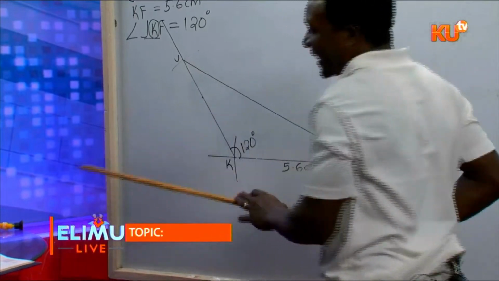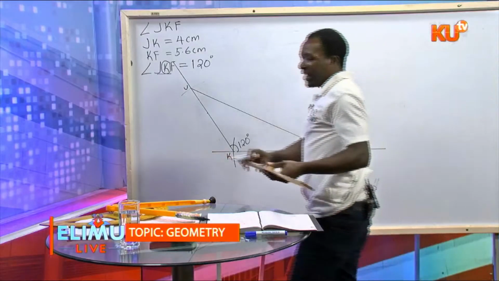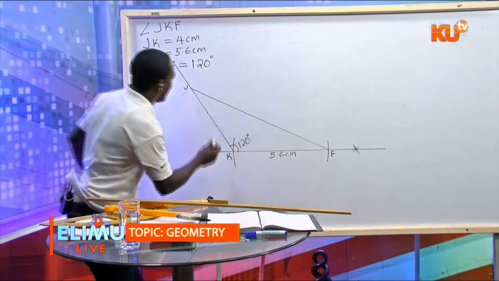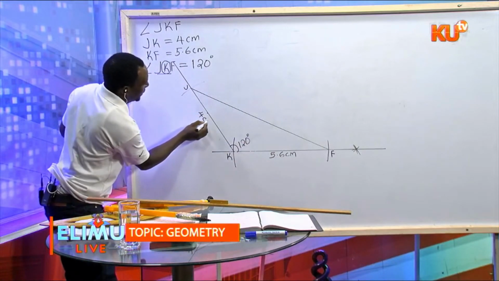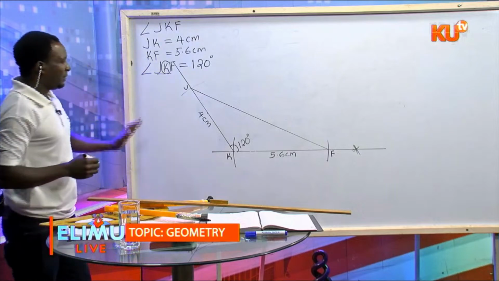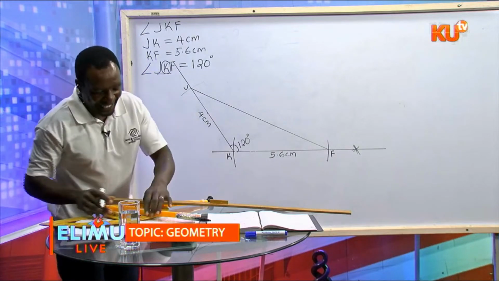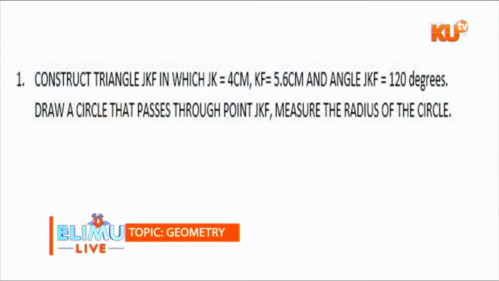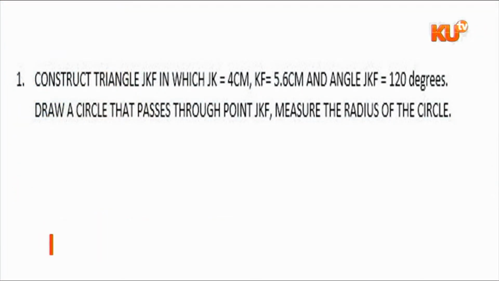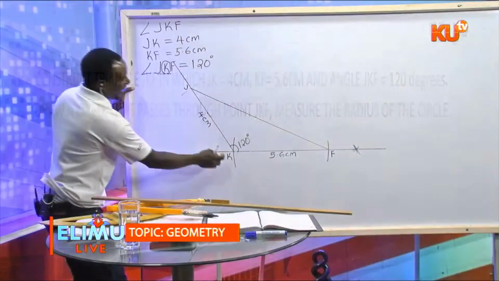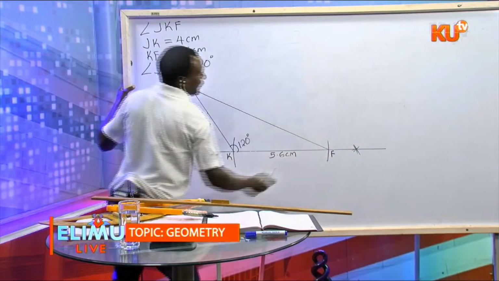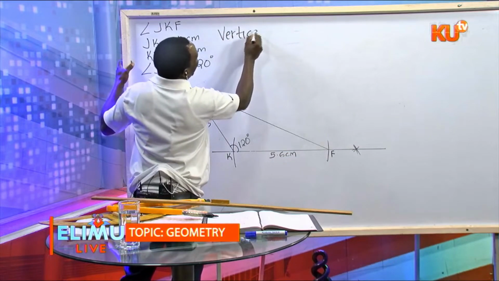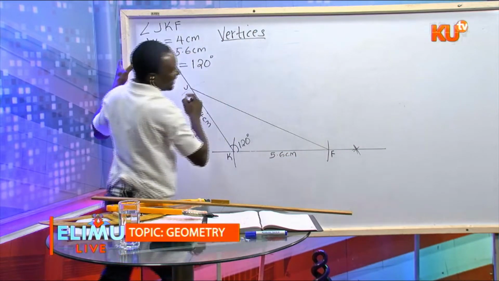Now we have our triangle there. That is our triangle JKF. Here is 4 centimeters. Our question is asking us, draw a circle that passes through points J, K, F. So this one is the circle that is touching the vertices.